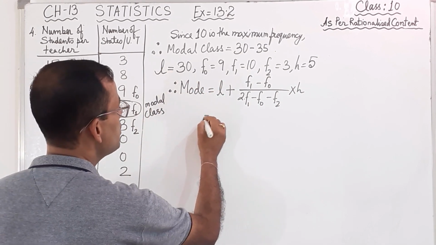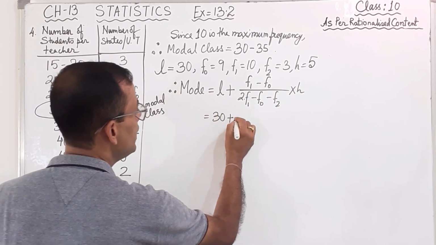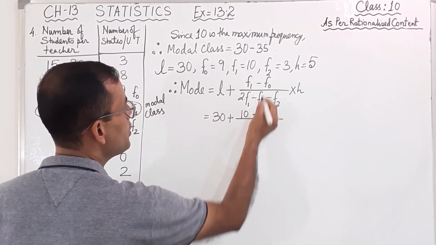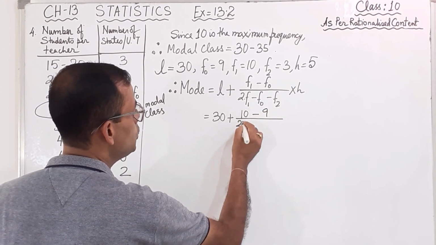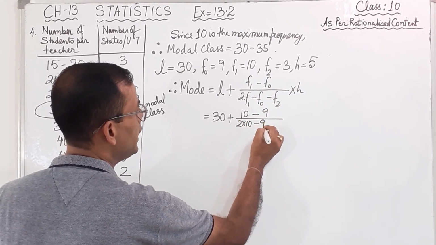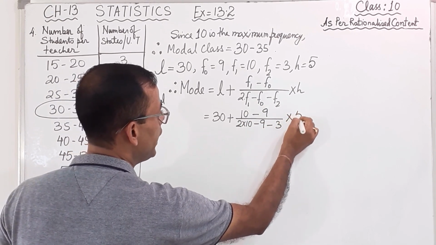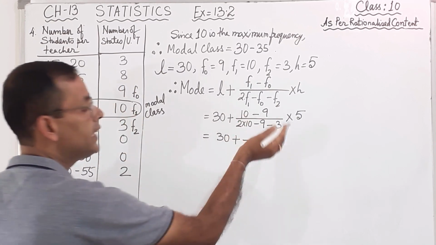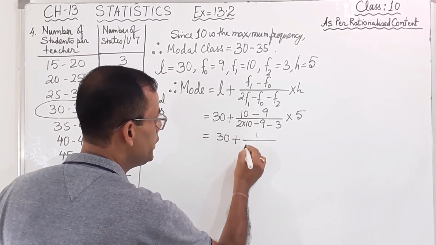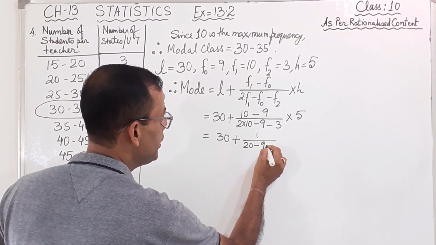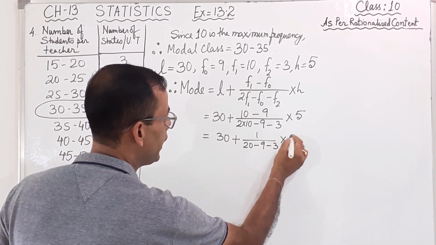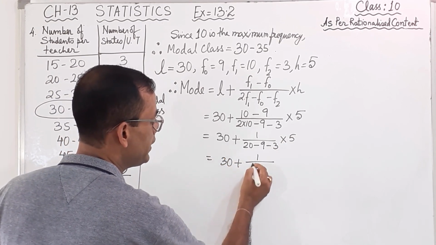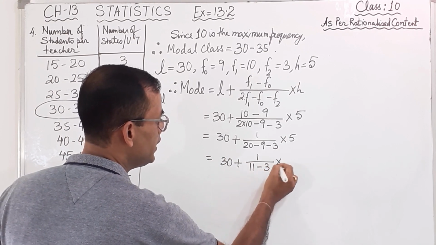Now we will put the values. So what will come? 30 plus, then we'll draw one line. F1 is 10 minus F0 is 9. Then 2 into 10 minus 9 minus 3, into h which is 5. Now 30 plus, 10 minus 9 is 1. 2 into 10 is 20 minus 9 minus 3, into 5. Now after that, 30 plus 1 over 20 minus 9 is 11, minus 3, into 5.